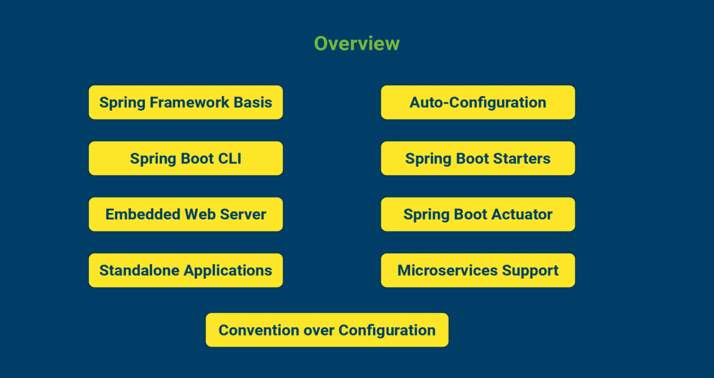3. Embedded Web Server. One of the notable features is the embedded web server support. Spring Boot applications can run as standalone jar files with an embedded server, like Tomcat, Jetty, or Undertow. This eliminates the need for external deployment and simplifies the deployment process.